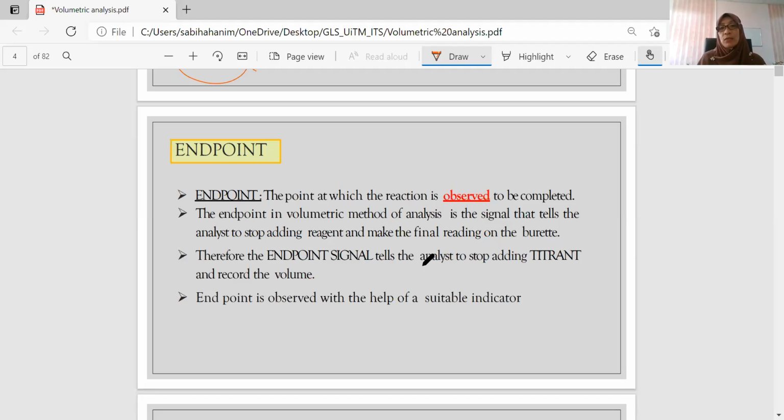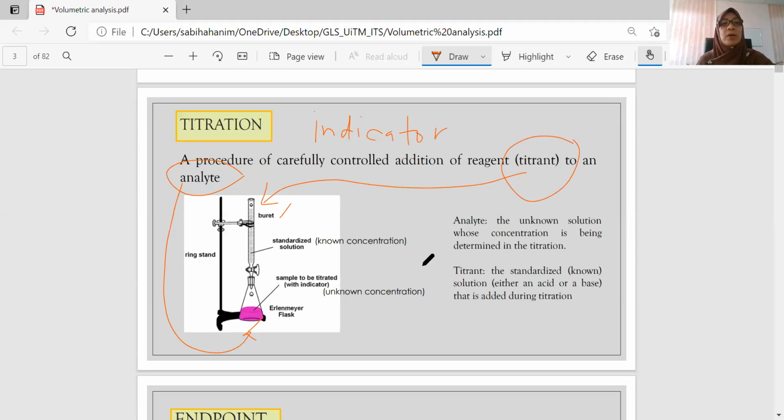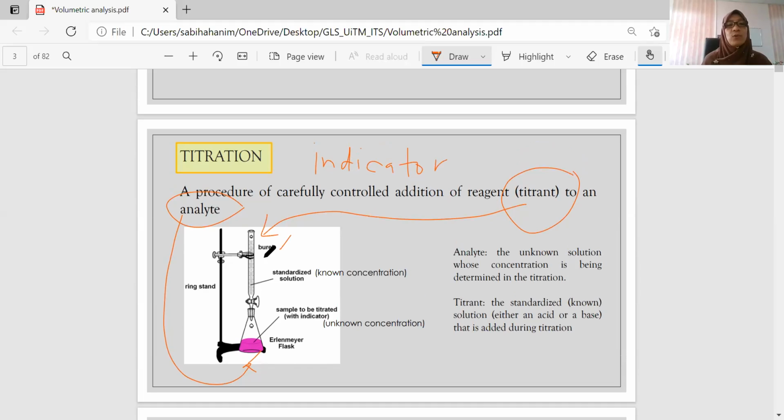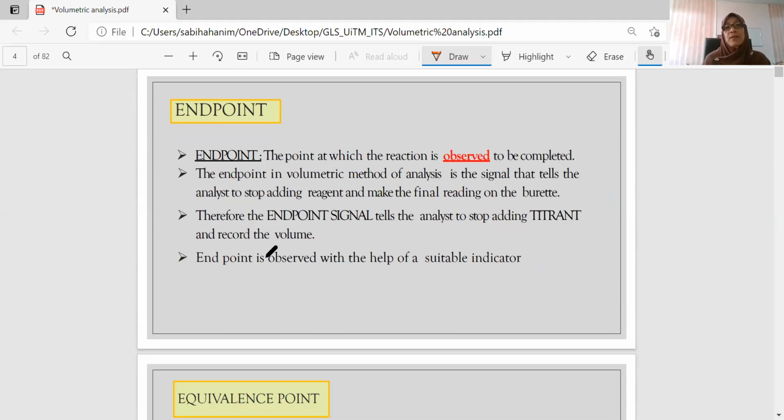The endpoint in a volumetric method of analysis is the signal that tells the analyst to stop adding reagent, meaning to stop adding the titrant, and then make the final reading on the burette. After we stop the titration, we have to read from the burette. Therefore, the endpoint tells the analyst to stop adding titrant. The endpoint is observed with the help of a suitable indicator. Because of that, when we perform the titration, we must add the indicator, because we observe the endpoint with the help of a suitable indicator.